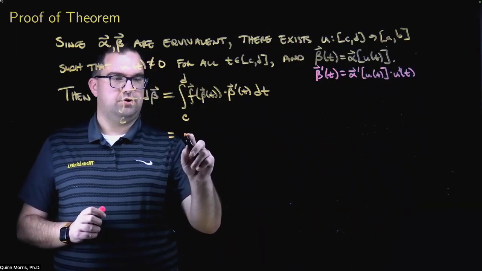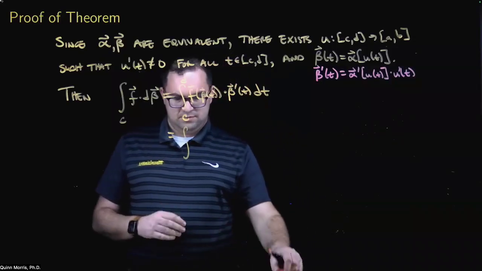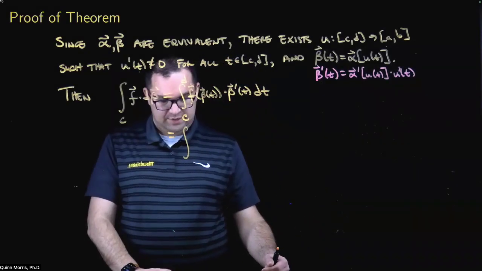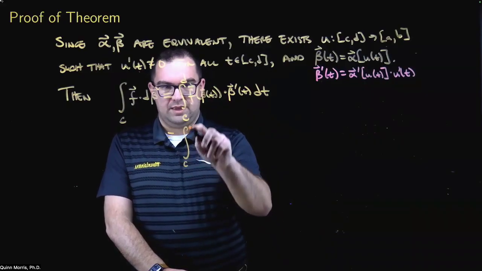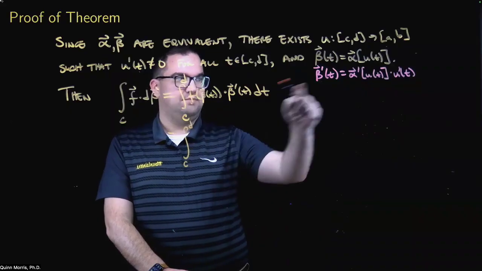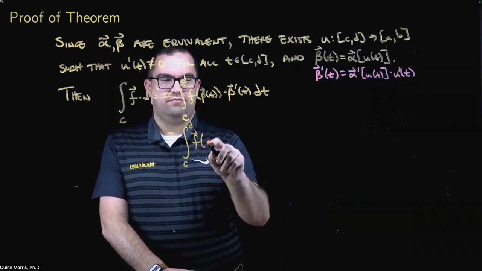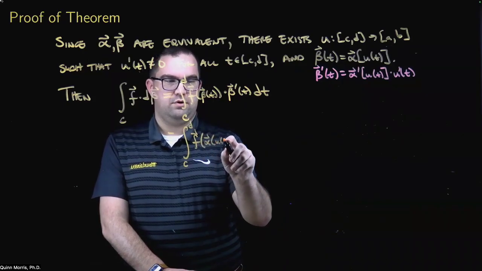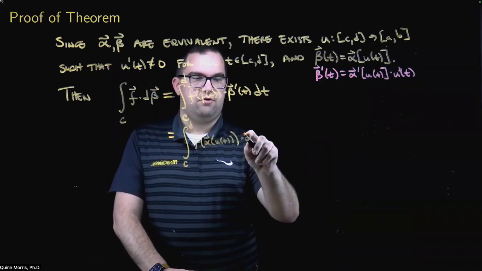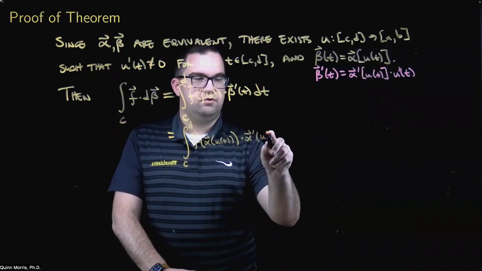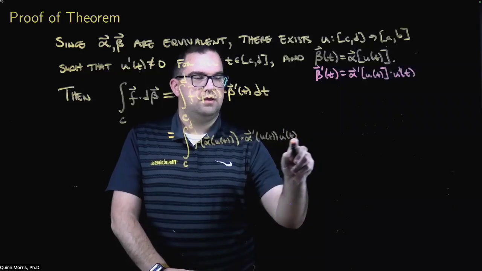So this will be equal to the integral. I'm going to have to do something with the endpoints in a second, so let me just hold on to that. But this is going to be, oh sorry, no, not yet. I don't need it. These are still with respect to t. So this is going to be f of alpha of u of t dotted with beta prime, but beta prime is alpha prime of u of t times u prime of t dt.